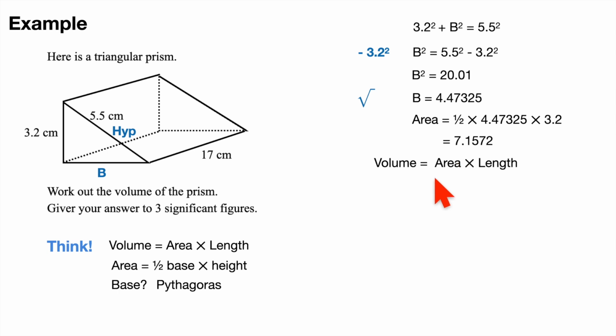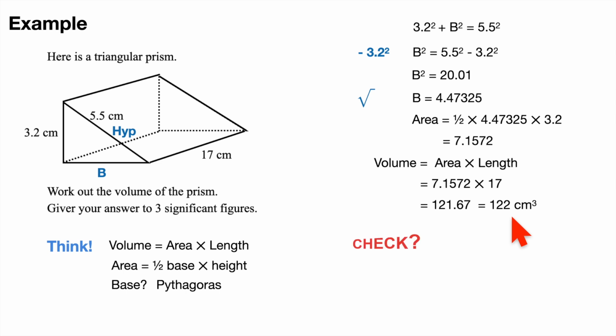Volume equals area times length. This is the area, and the length is given in the question, 17, so that's 7.1572 times 17, 121.67, which to 3 significant figures is 122, rounding up a little bit there.